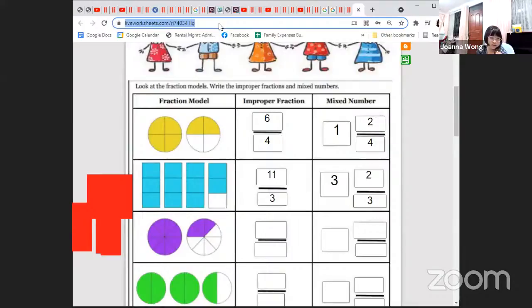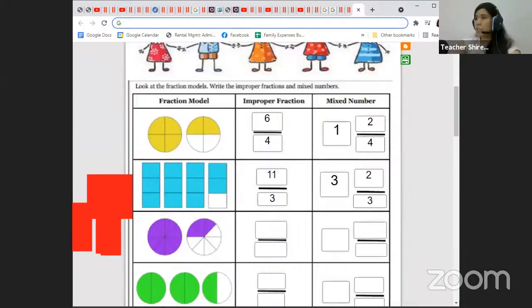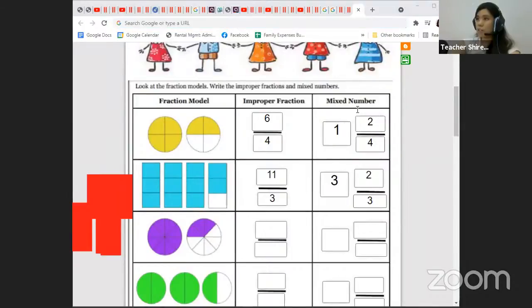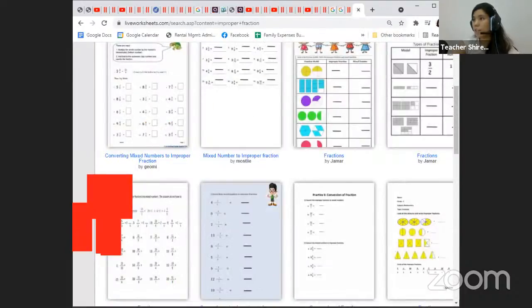Understand. Okay. So these are your homework for today. We have 4 homework, 2 of picture, which is improper and mixed number. And then the other one is proper fraction. So tomorrow I'll go through with you on how to do mixed number. All right. Okay. So that's all for today.